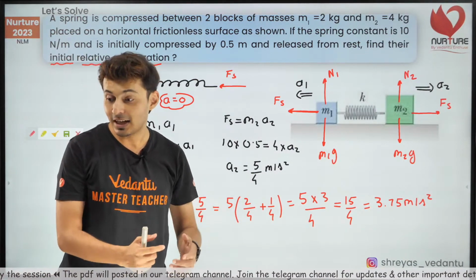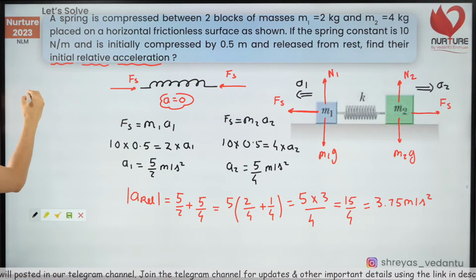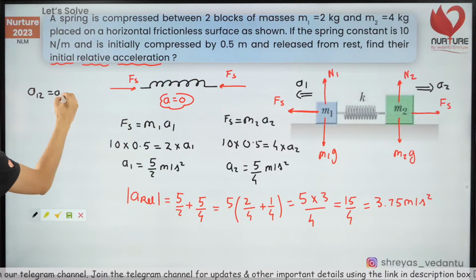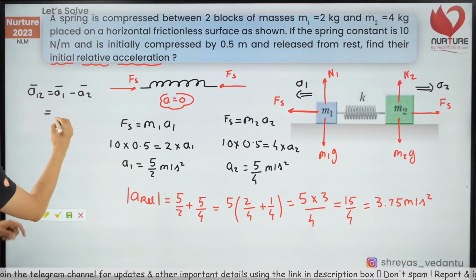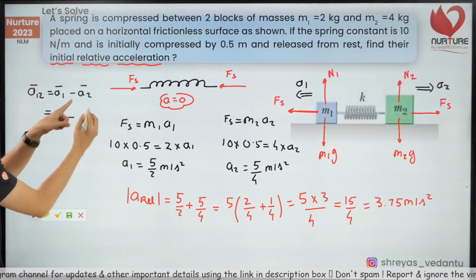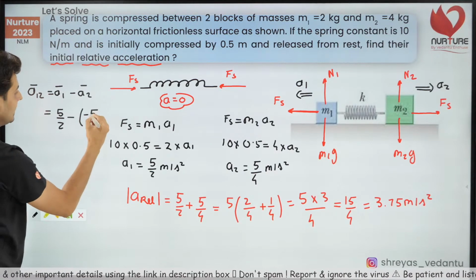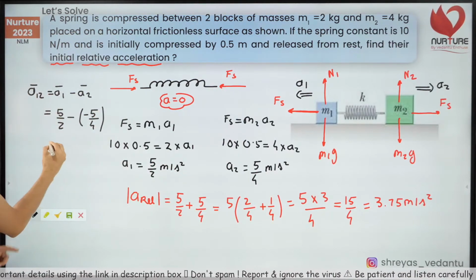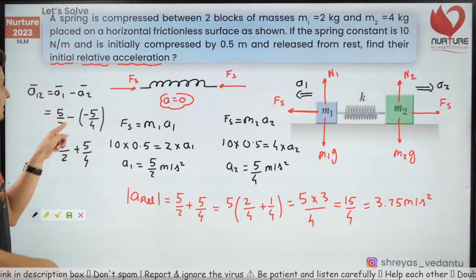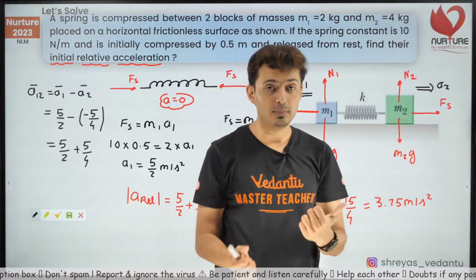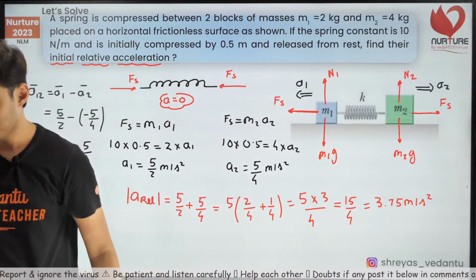Yes, Meghna, correct. They are opposite. So in fact, even if you go by vectors, you will still get the same answer. A12 will be A1 minus A2, correct? So A1 is 5 by 2, minus A2, which is in the negative direction of that, so minus of that, because these directions are opposite. So you will see anyways it will become 5 by 2 plus 5 by 4. Actually vector wise they subtract, but because of the direction minus minus becomes plus. I hope this is fine.